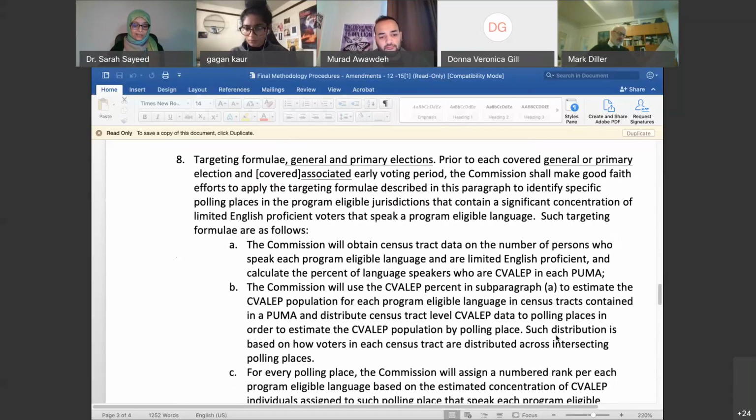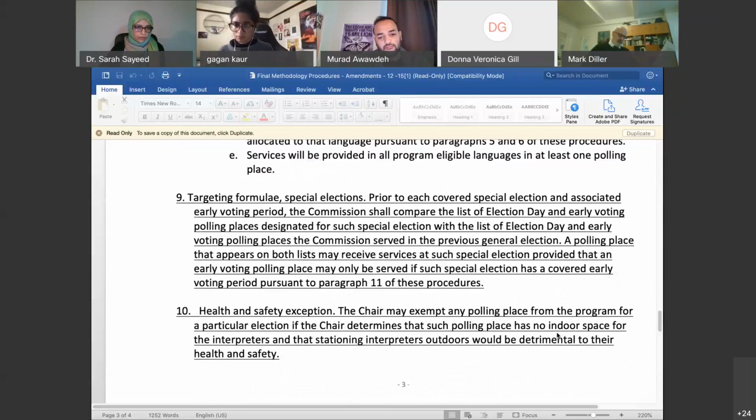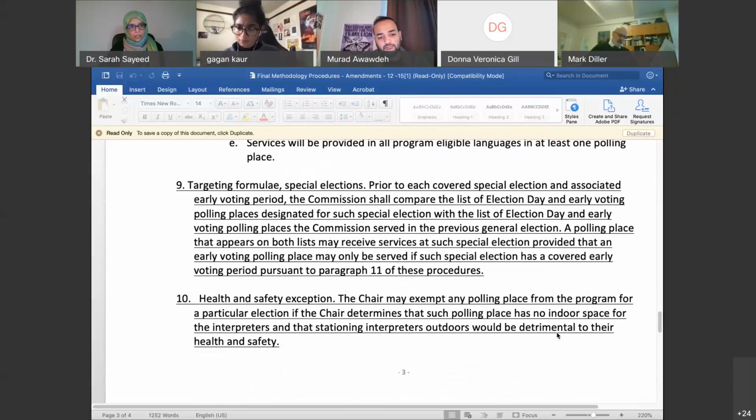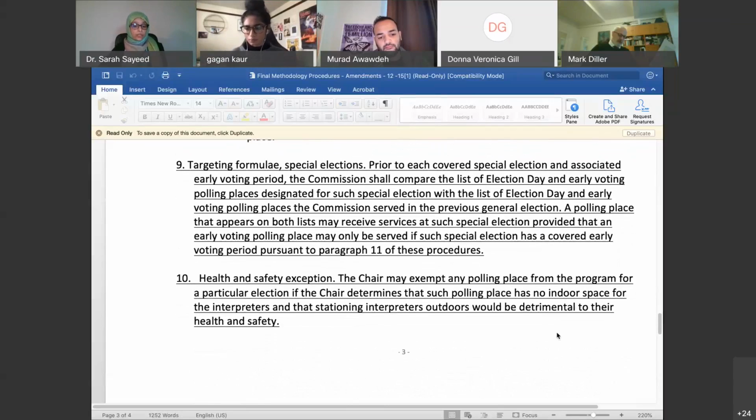And part of why this is a challenge, again, as I said, is that some of the specials that we're encountering in the immediate future are at the council district level. Number 9, keep scrolling down, and you might look at this on your own screen. I don't know if you can see the screen here. But targeting formula for special elections is new.